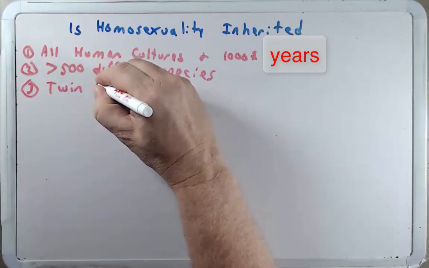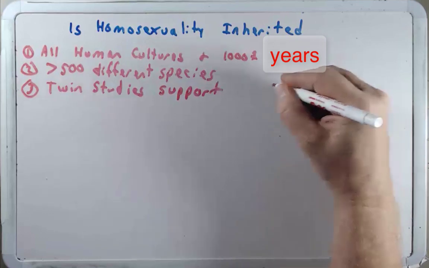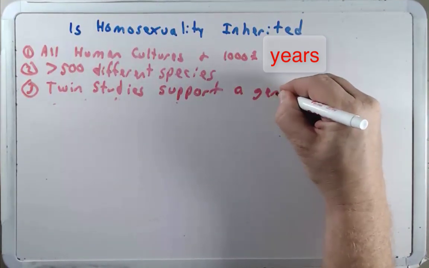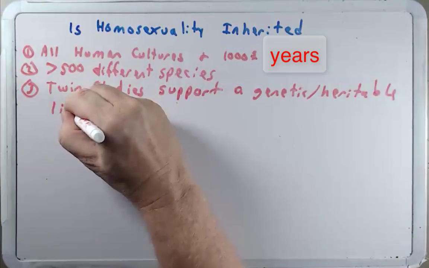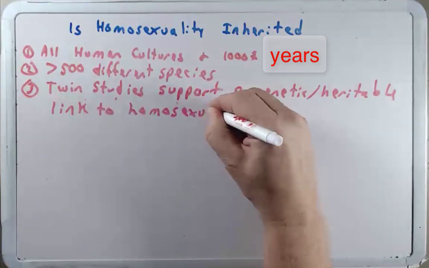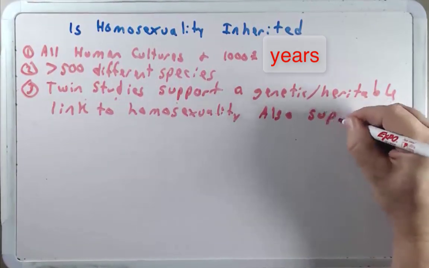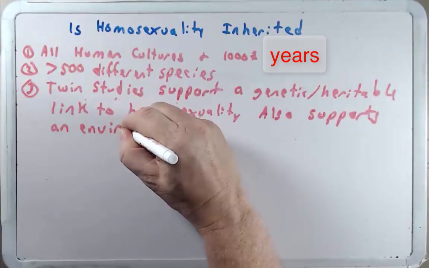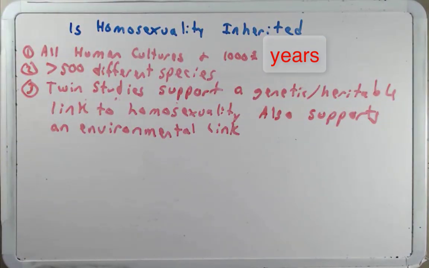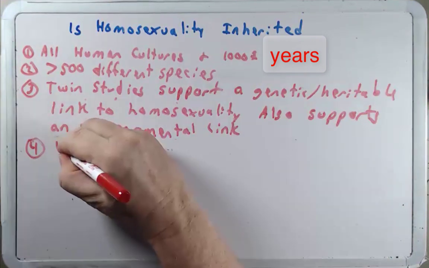Twin studies support a genetic, or you might say heritable, link to homosexuality. In addition, these same twin studies also support an environmental link. We'll talk more about twin studies and how they are interpreted in a podcast or two from now. So there's evidence of both a genetic and an environmental link, which is true of almost all other behaviors as well. Since twin studies support this genetic link, what are the genes?